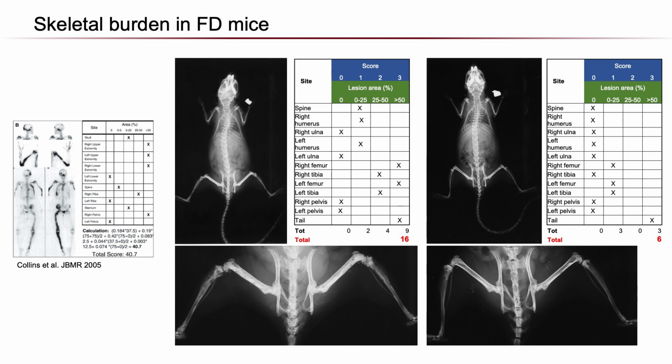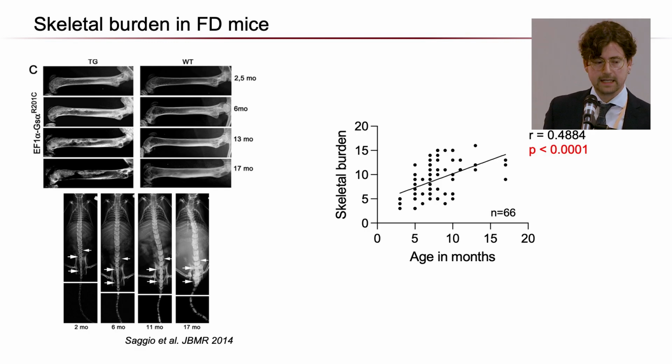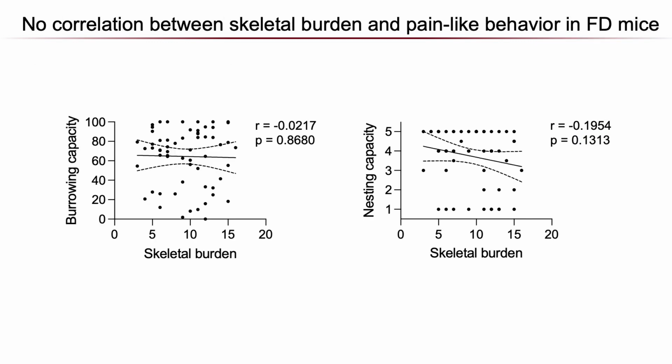And also to understand if this tool was working, we correlated with age. So we have previously shown that with age, this mouse develops a more severe disease. And as you can see here, it correlates very well with the age of the mice. But then when we correlated with the pain test results, we couldn't see any difference. And this was disappointing in the first place, but then reading all the human studies, I saw that actually human patients also do not have any correlation with the skeletal disease burden. So further confirming the utility and the validity of this mouse model to study also the clinical expression of the disease.